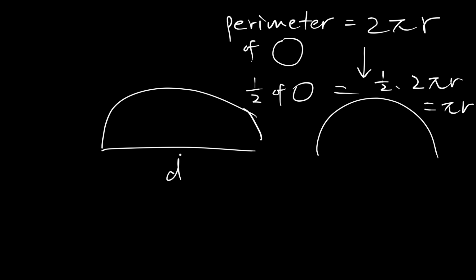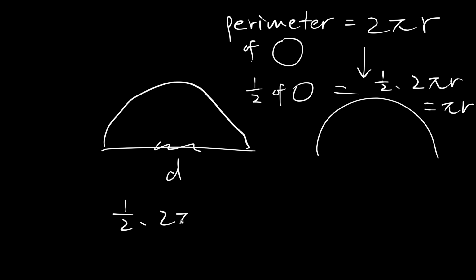So what if you have the diameter? This is called the arc, the semicircle arc. What if you have the arc plus the diameter? The arc is given by half times 2 pi r, right? Now you have the d together with the arc. So half times 2 pi r, which is the arc, plus the d, will give you the perimeter for this one. Understand?